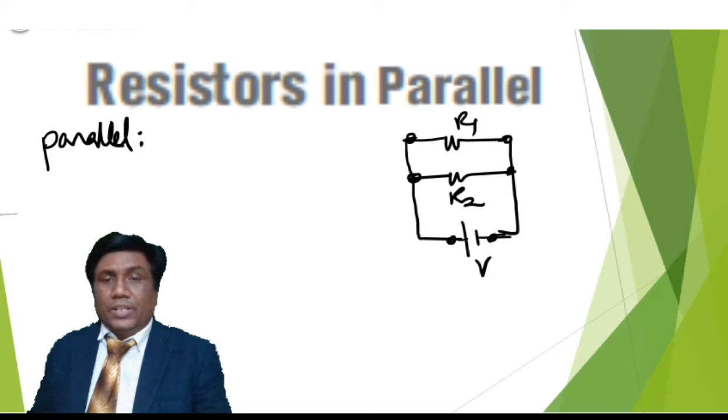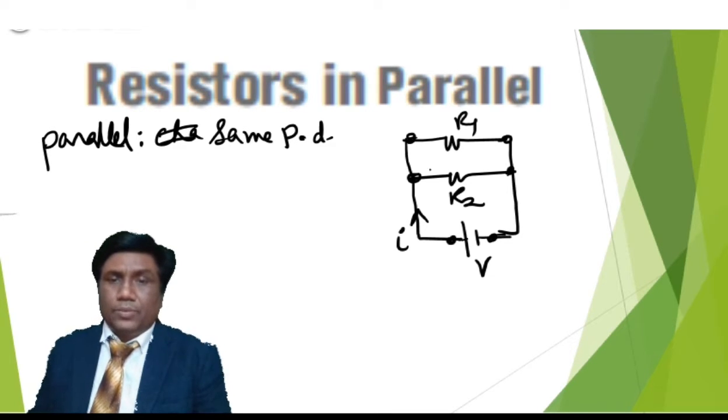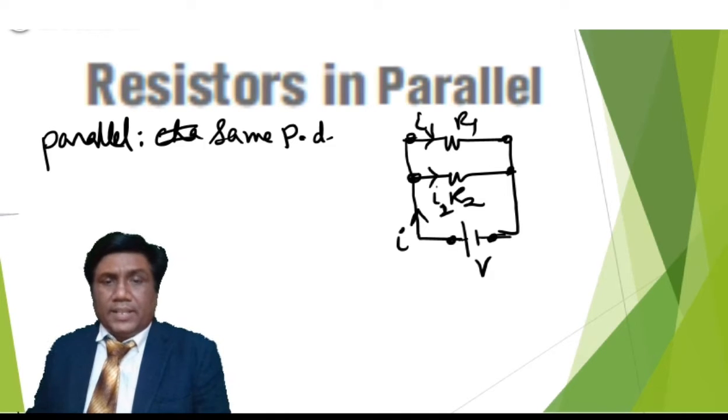Two resistors are said to be in parallel if they have the same potential difference. Okay, that is very important. Say a current I is drawn from the battery. In this branch, say I1 is flowing, and in this one, say that is I2. From Kirchhoff's law we can understand that net current I equals what?